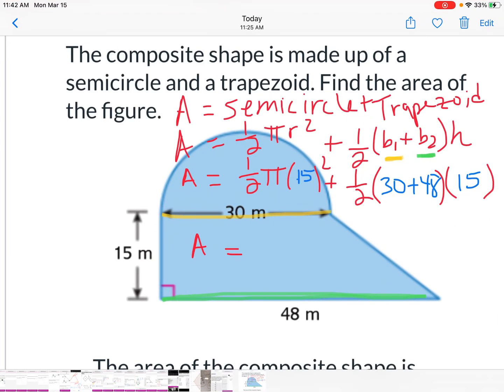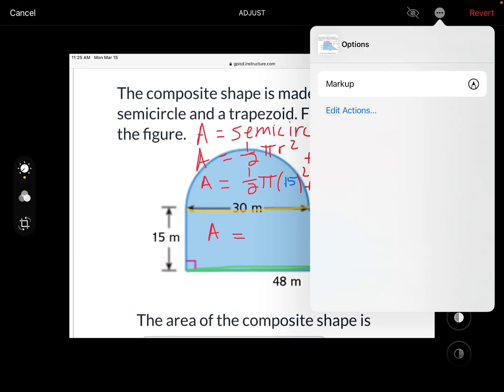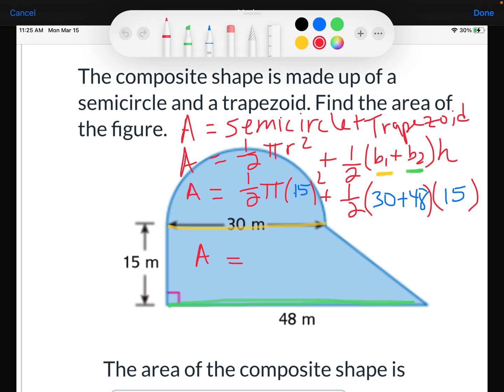So our final answer will be 938.4. Remember, if you do not round it correctly, or if you type in the whole thing that you've got in the calculator, your answer could potentially be completely incorrect. So 938.4 is our final answer. Okay, I hope that helps.